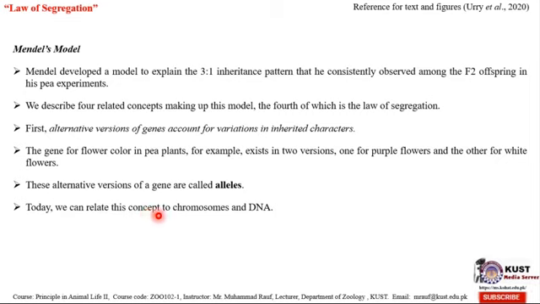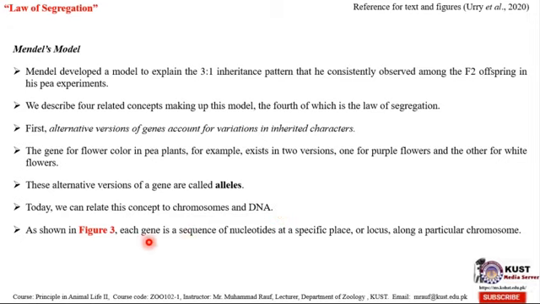Today we can relate this concept to chromosomes and DNA. Each gene is a sequence of nucleotides at a specific place or locus along a particular chromosome. Because a diploid individual has a 2n chromosome complement, which means that each type of chromosome is present in 2 copies, for a gene determining a particular character, 1 copy will be located on 1 chromosome and the other copy of the gene pair will be located on the other homologous chromosome at the same locus.